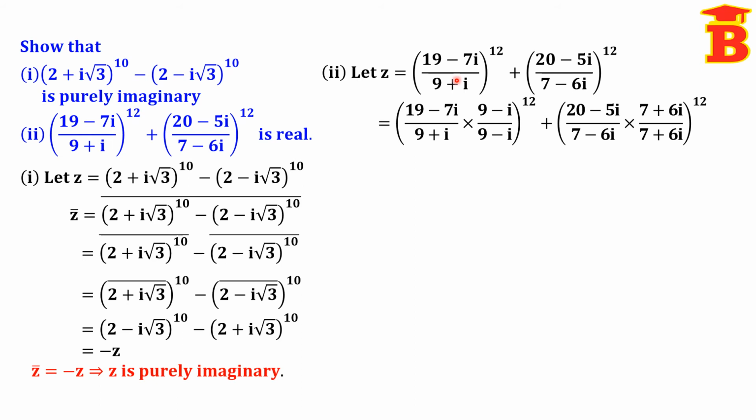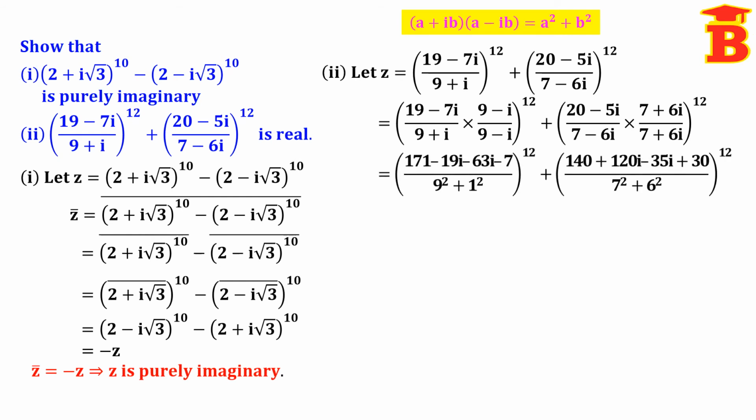So see the bracket, since we have the complex number in the denominator, multiply and divide by the conjugate. See the first bracket, denominator 9 plus i, multiply and divide by 9 minus i. Similarly see the second bracket, denominator we have 7 minus 6i, the conjugate is 7 plus 6i, so multiply and divide by 7 plus 6i. Now for this denominator we can use the formula (a plus ib) into (a minus ib) is equal to a square plus b square.